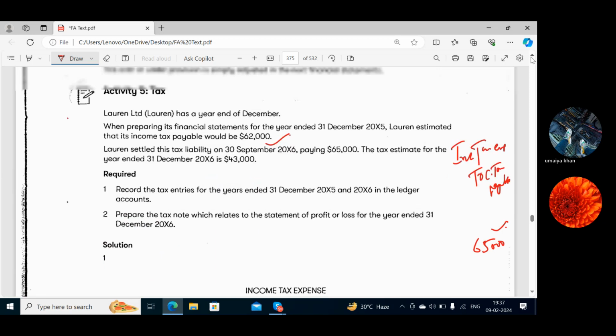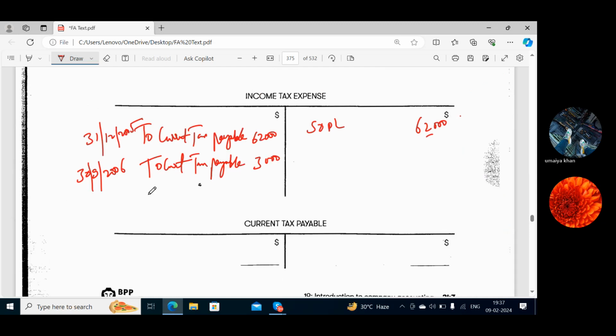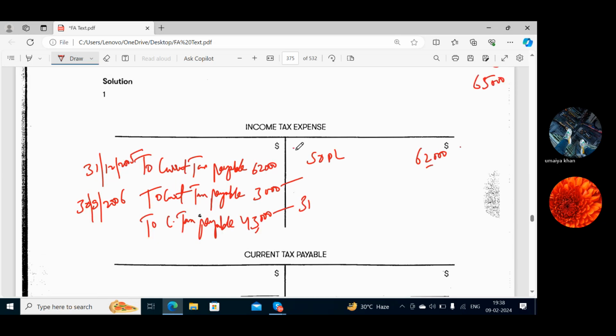Next one. What is for the year 2006? 43,000. So income tax to current tax payable, 43,000. Okay. And this is for the year 2006 as well. We will be transferring this to P&L at the end of the year 2006. So 31st/12/2006, totally 46,000. Okay, Umayya, is it clear for you?